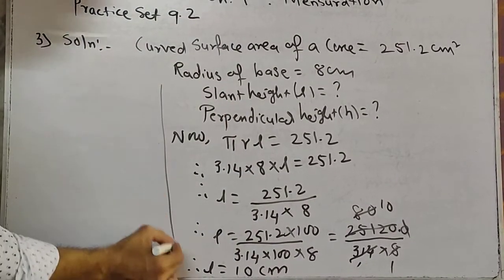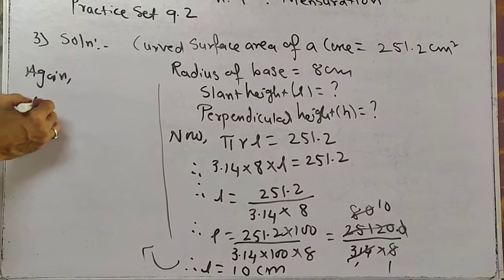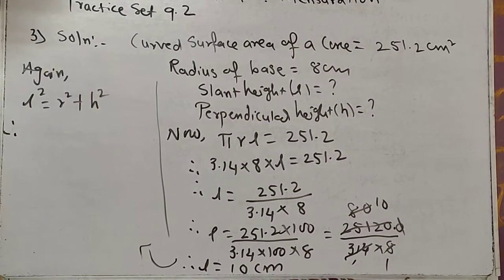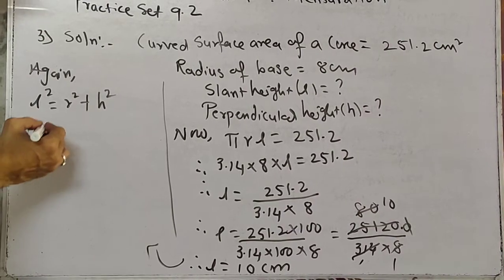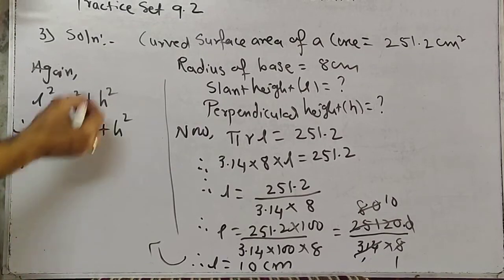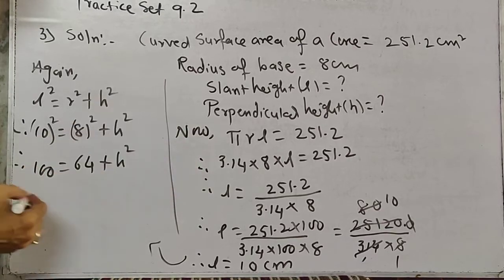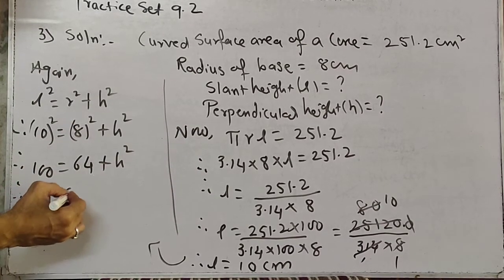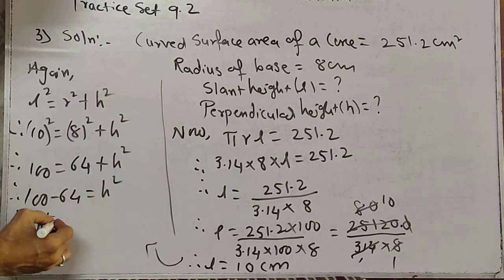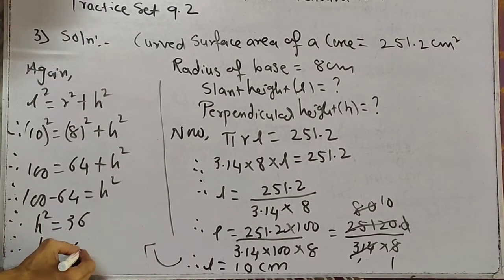Now, again you will use the formula of slant height, L square is equal to R square plus H square. Okay, this you know very well. So L is here 10, 10 square, R is 8, 8 square plus H square. All of you know this very well. 10 square is 100, 8 square is 64 plus H square. 100 minus 64 is equal to H square. Okay, and therefore H square is 36, and therefore H is equal to 6 centimeter.